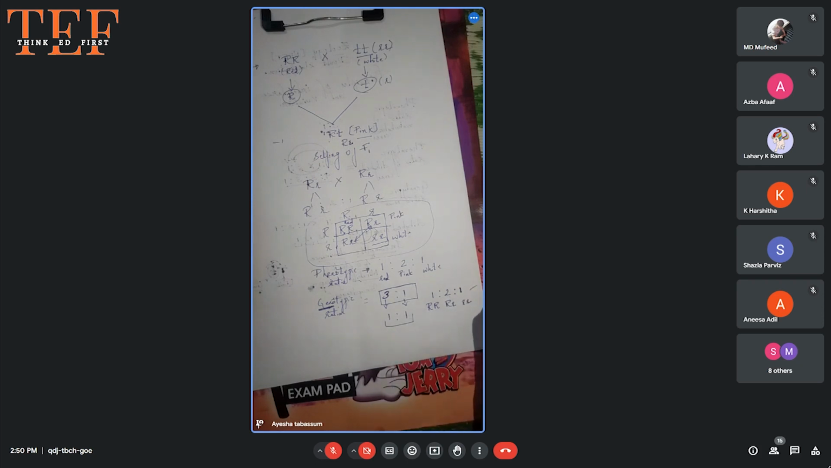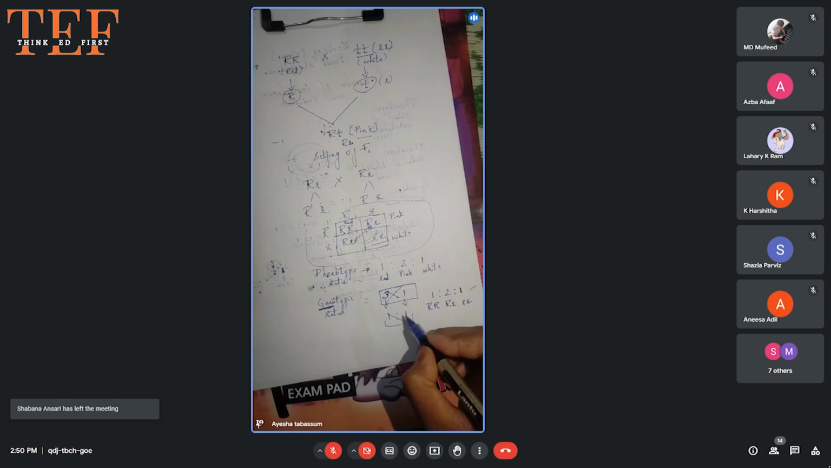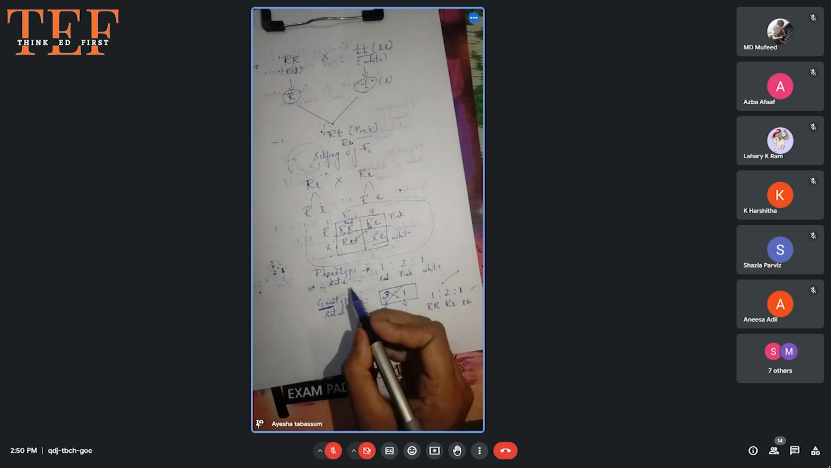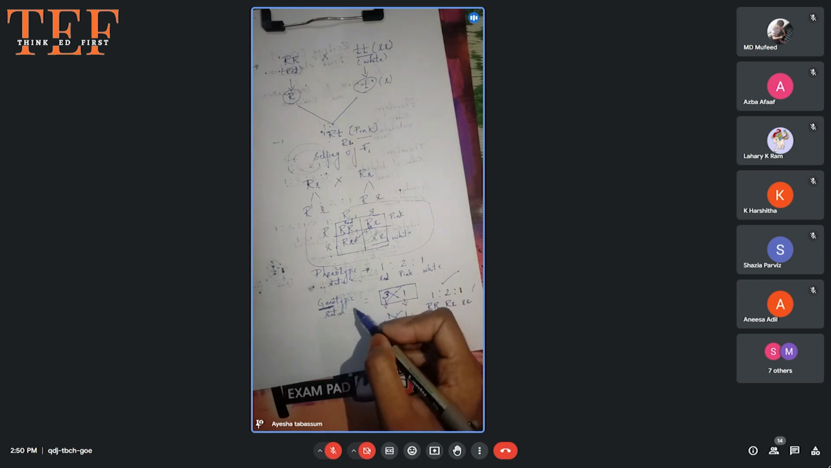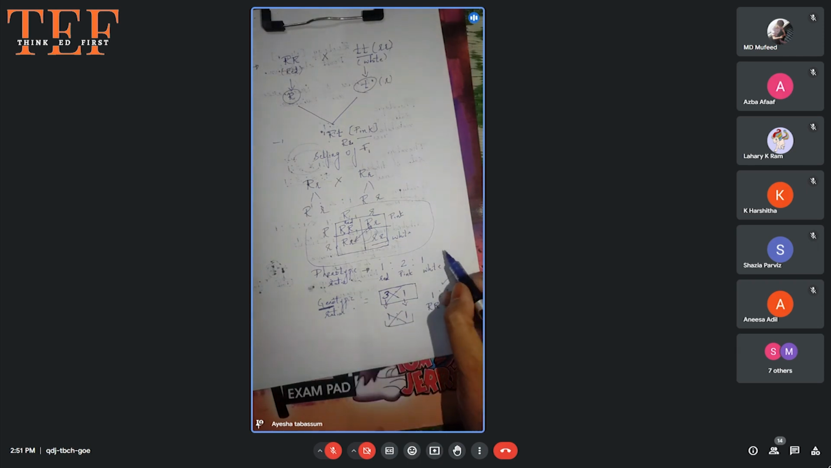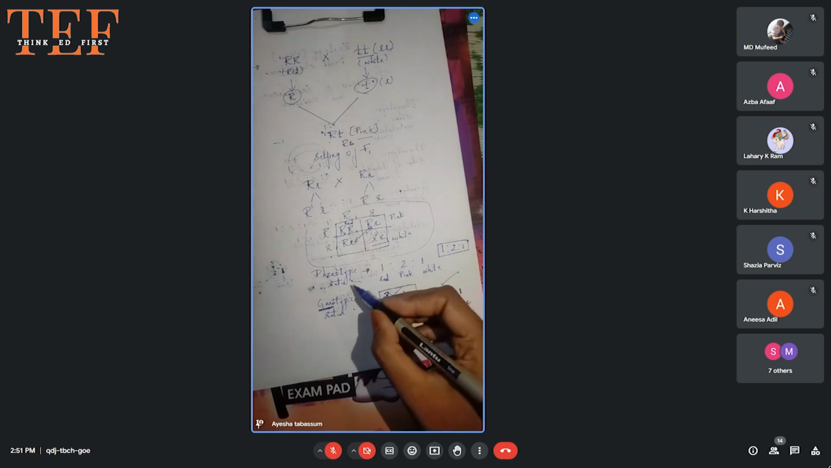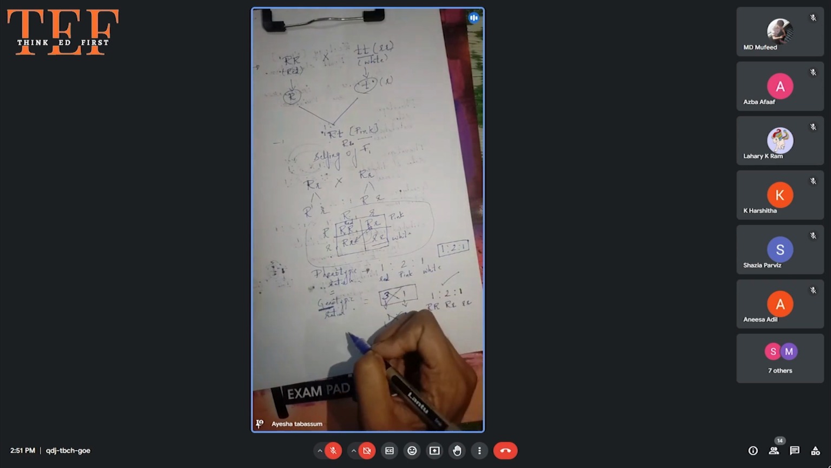So this is wrong. This is also wrong. This is right. In case of incomplete dominance, phenotypic ratio is equal to genotypic ratio, which is equal to 1 is to 2 is to 1. If they ask you about the phenotype and genotype ratio of the incomplete dominance, just close your eyes, write the ratio 1 is to 2 is to 1. Phenotypic ratio is equal to genotypic ratio.